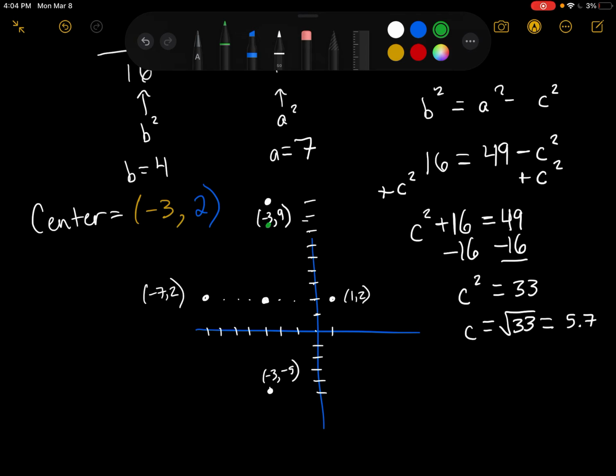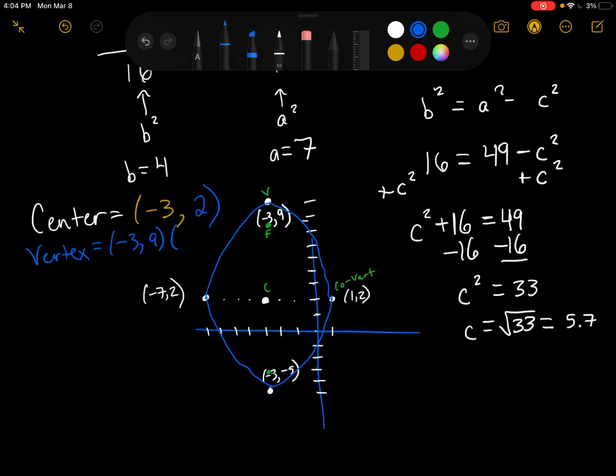So I'll put that in a different color here. So it'd be around here. And then we want to go 5.7 down. So 1, 2, 3, 4, 5, and a little bit further down here. So it's kind of on top of those points that we already made, but that's the focus. That's the vertex. That's the covertex. And then that's the center. So now based off of this, we have basically drawn an ellipse, and we've identified all of the important points.